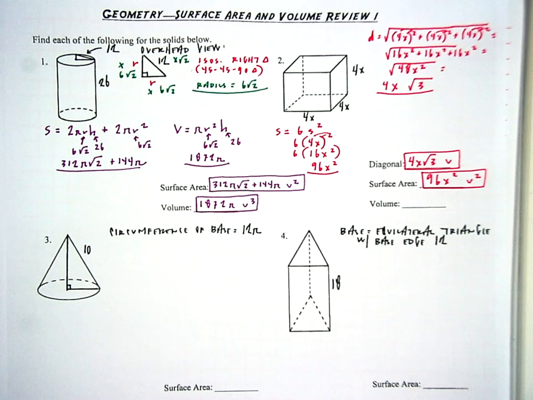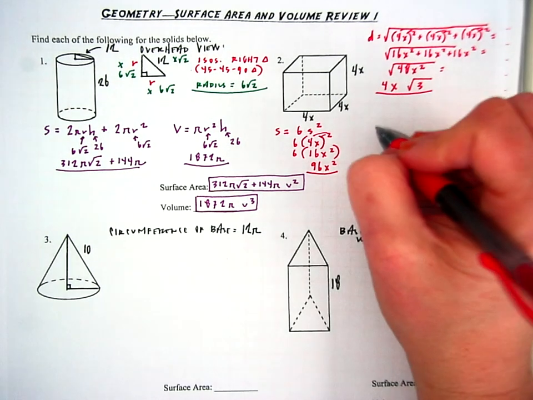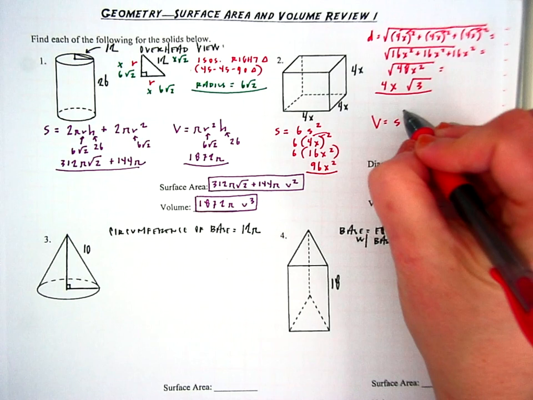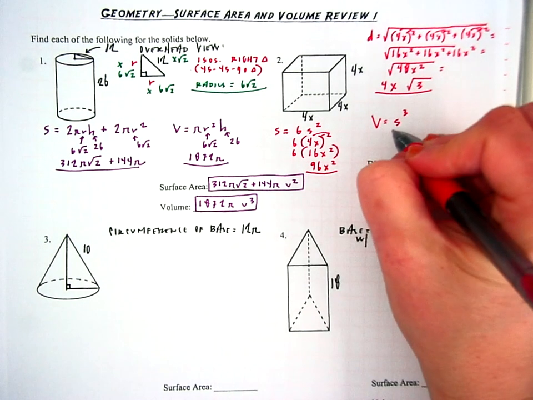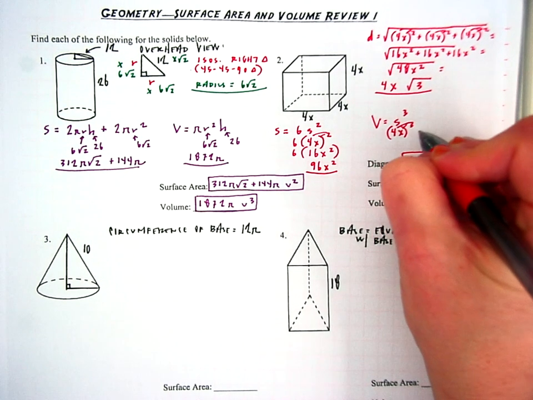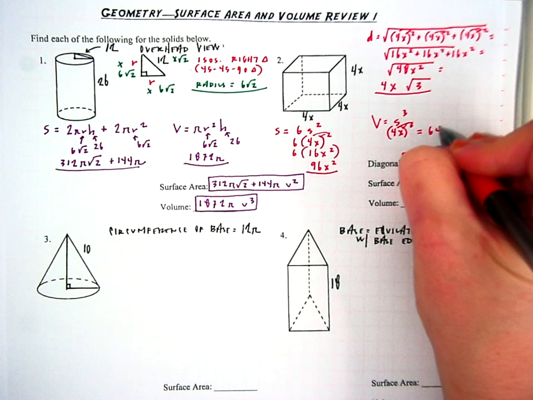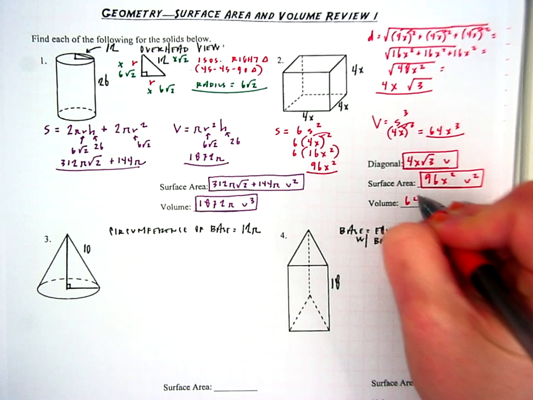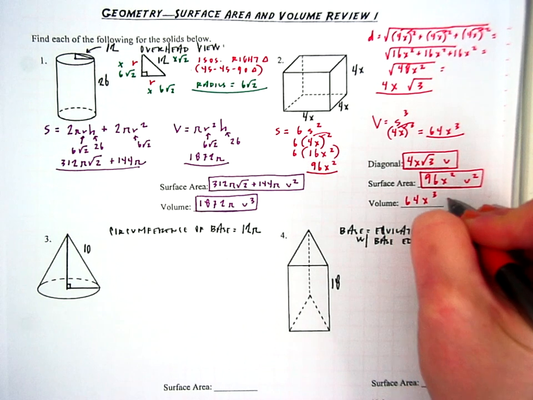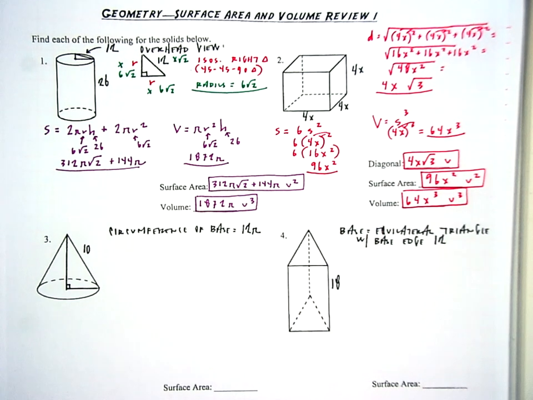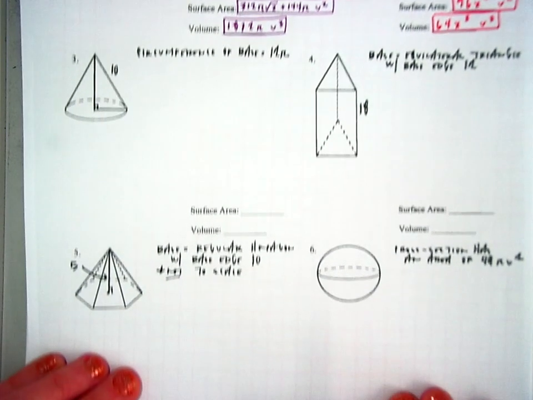Okay, volume. So volume is just a side cubed. So I'll say S for a side cubed, and I'm just plugging in a 4x, raising it to the 3rd power. So 4 cubed would be 64, and then x cubed, and then units cubed. So 64x cubed, units cubed would be my final answer for volume. Okay, let me push up to the next one right here.